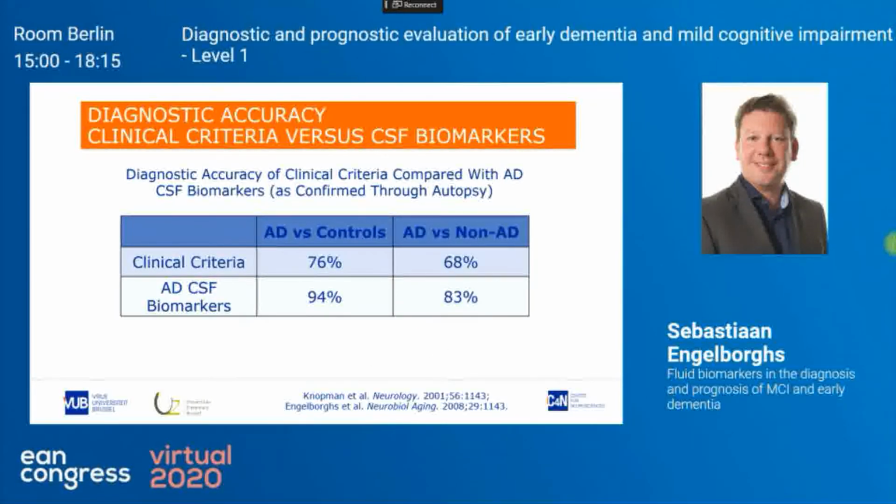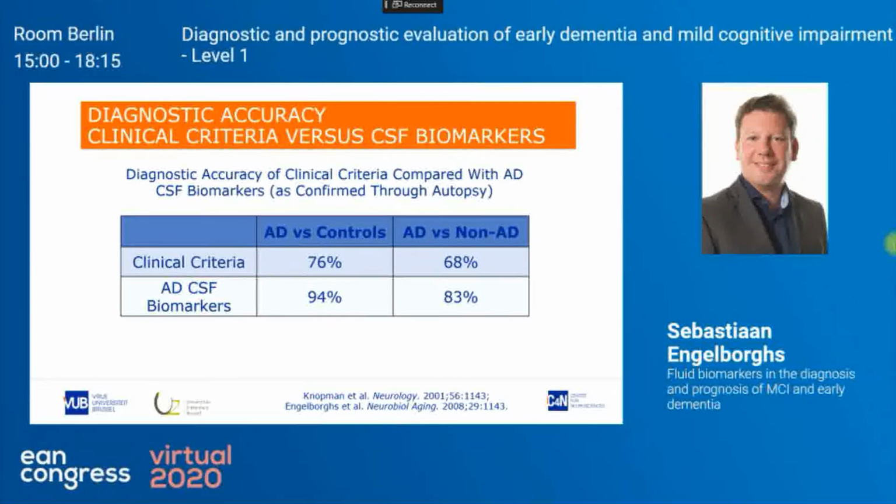Now, if we look at the diagnostic accuracy of these Alzheimer's disease CSF biomarkers, as compared to the autopsy confirmation of the diagnosis, then we see that if we want to separate Alzheimer's disease patients from controls, the diagnostic accuracy significantly increases by using these biomarkers as compared to the formerly used clinical diagnostic criteria.